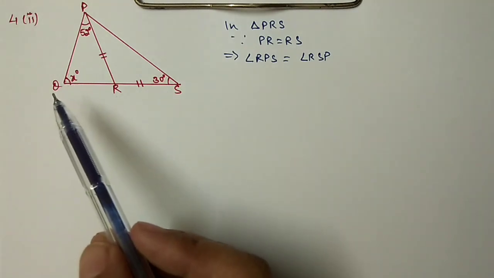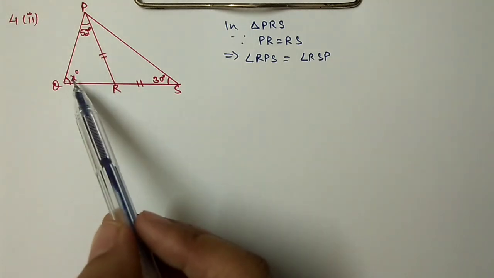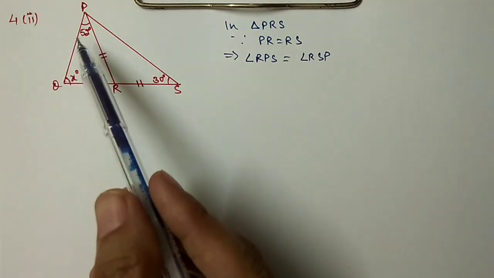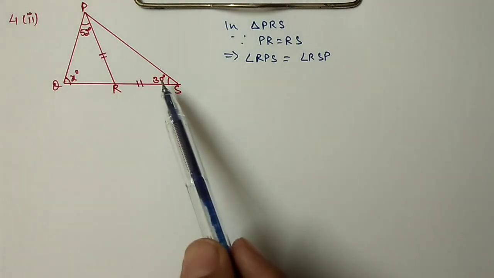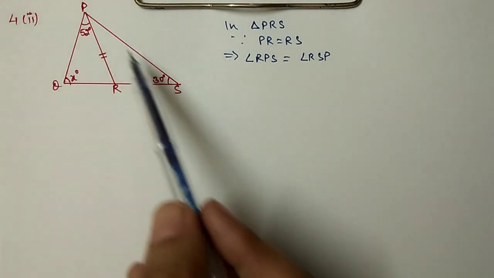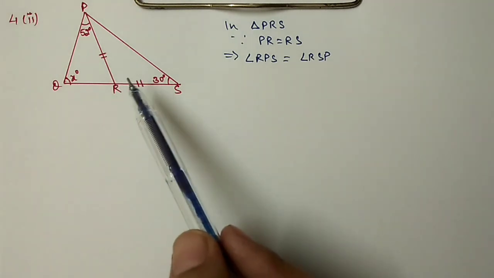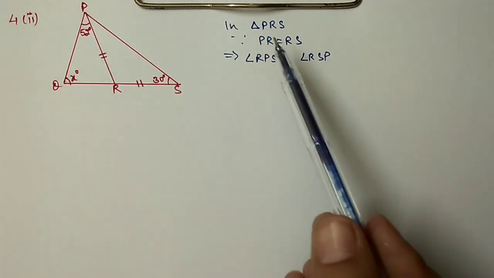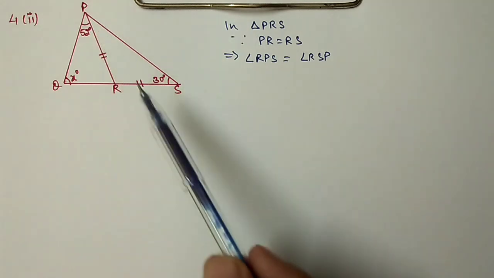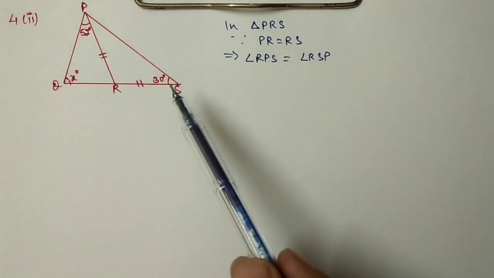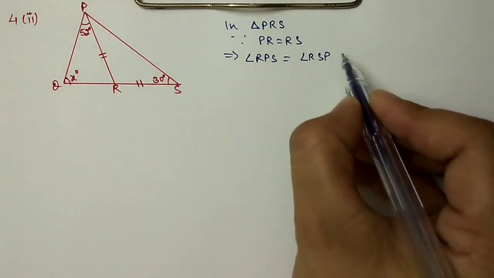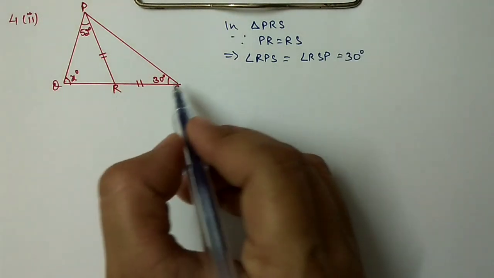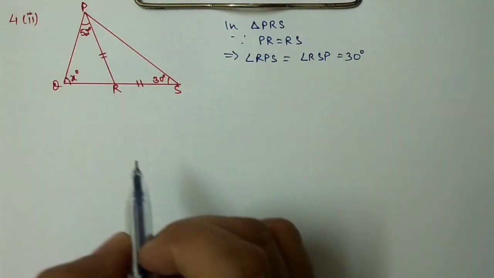So first of all we will see in which triangle we have more information. In this triangle we have this x unknown and 52 is given. In the other triangle these two sides are equal and 30 degree is given. So it means in this triangle we have more information. We will start from this triangle. So in triangle PRS we know this PR is equal to RS. It is given in the question. So we can say these two angles will be equal. So these two angles will be equal to 30 degree. If it is 30, then this one also will be 30 degree.